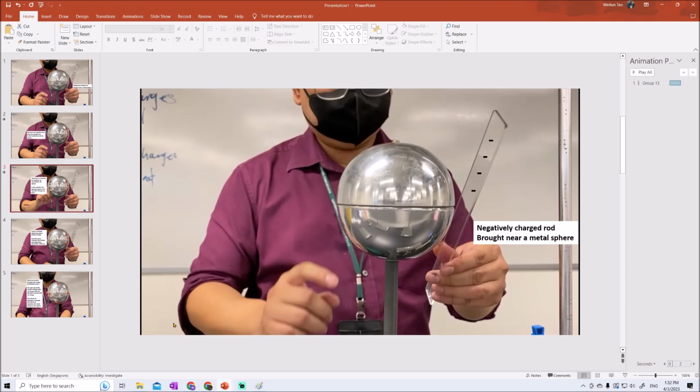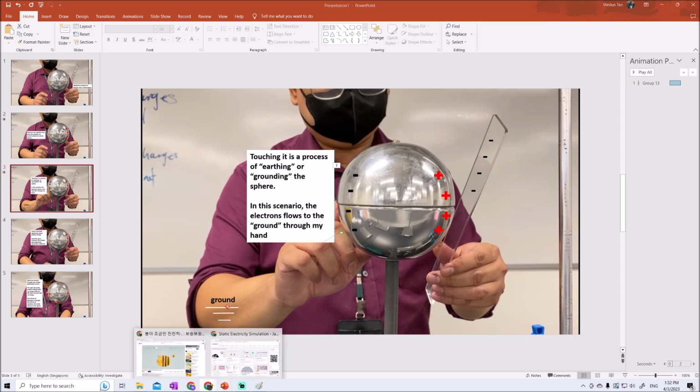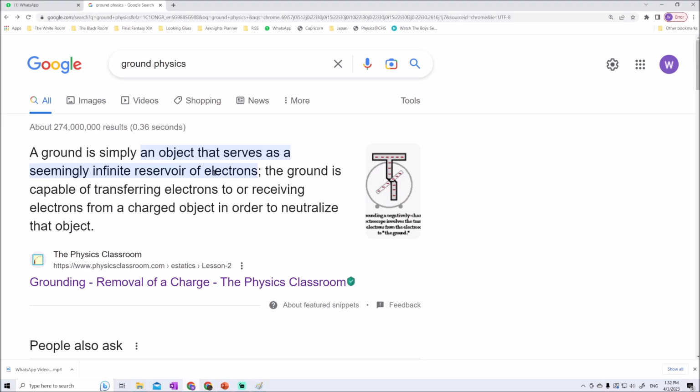So what is ground actually? A ground is simply an object that serves as a similarly infinite reservoir of electrons. So basically, it's a place where there are a lot of electrons, or it's an electron sink. Okay, the ground is capable of transferring electrons to or receiving electrons from a charged object in order to neutralize the object.